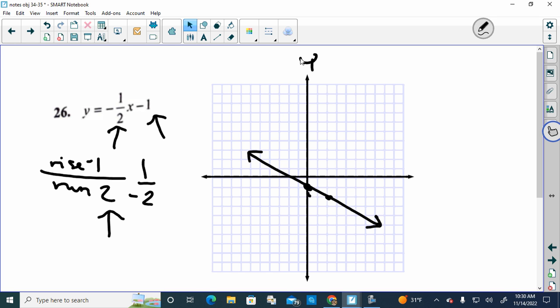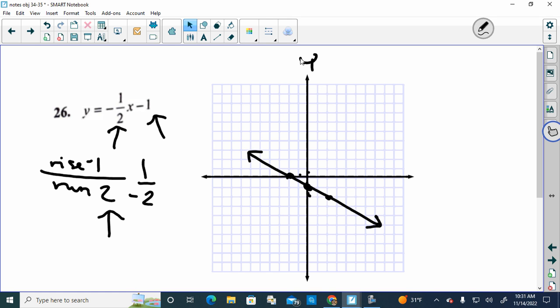Now, if I chose this one instead, and I was at this -1, I would go up 1, and then to the left 2, right? So this is why it does not matter. It's still on that line. As long as one of them is negative, you'll still fall on the same line. Good?